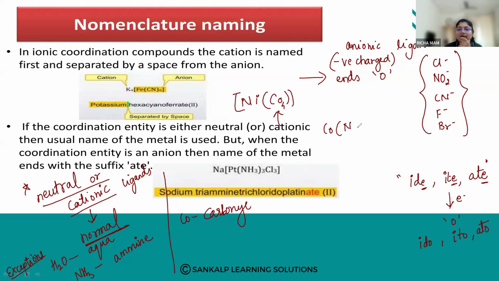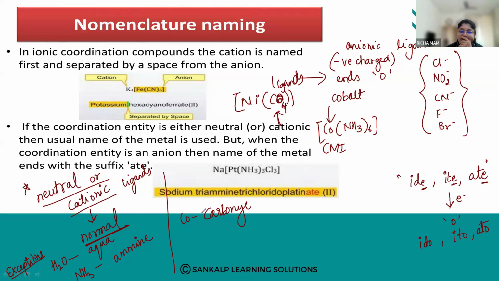And here, Co(NH3)6, this is your cobalt. So don't get confused between nickel, this and this. This is CO, the carbonyl group, a ligand. And here it is a central metal ion.